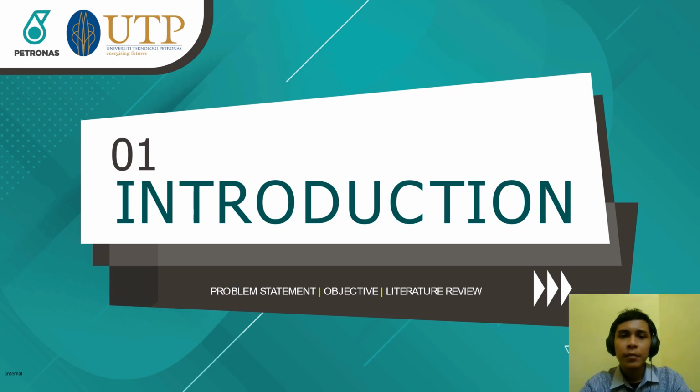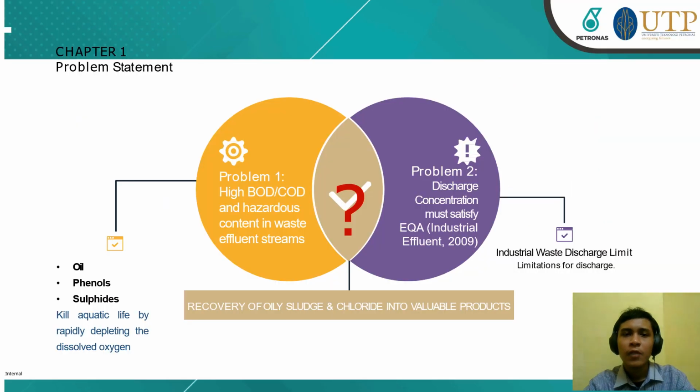Moving on to the first chapter, I, Muhammad Fazli, myself will explain the problem statement and objective of our case study. We will also present our findings based on the literature review conducted. For our case study, we were given 3 types of industrial effluent, which are oily water, oily surface water, and ballast water. This effluent contains a high amount of BOD and COD due to the presence of oil, phenols, and sulfides, which can kill aquatic life by rapidly depleting the dissolved oxygen inside water.